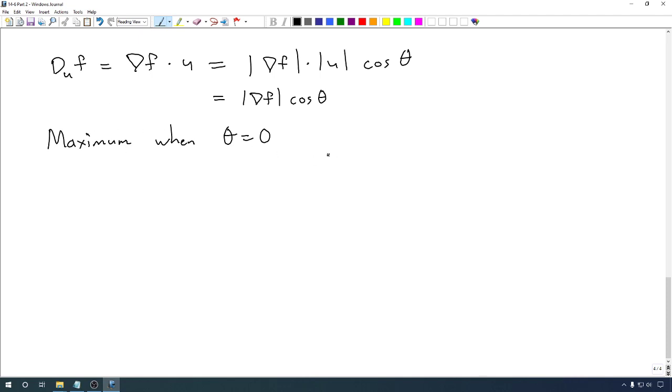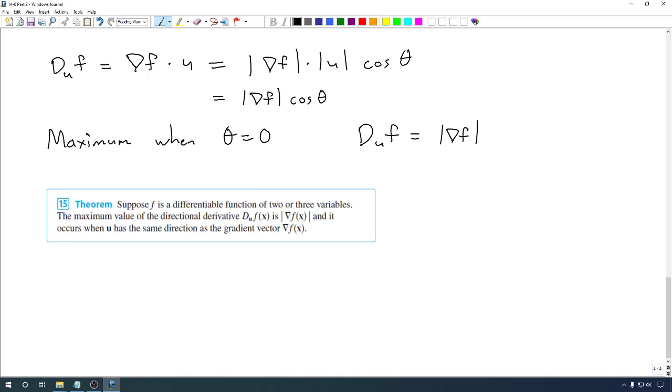In which case, our directional derivative is actually just the magnitude of the gradient. So that means that the directional derivative is maximized when the angle between the gradient and u is 0, or in other words, when the gradient itself actually points in the direction that the function is increasing. So the gradient is actually giving us the direction of the most increase of our function.